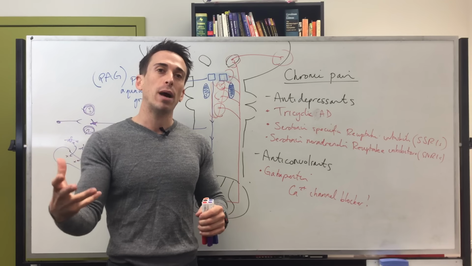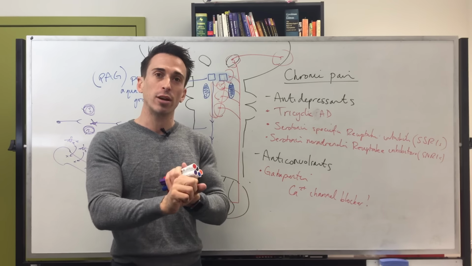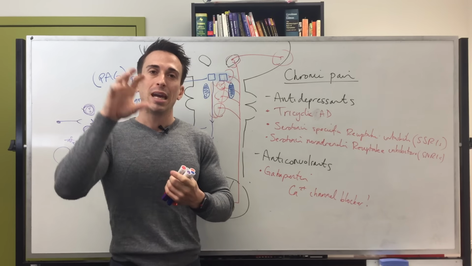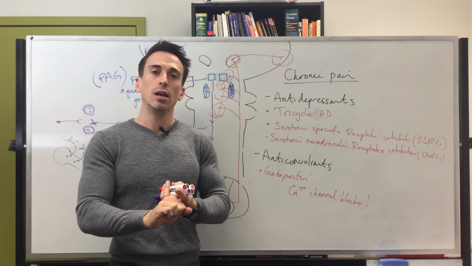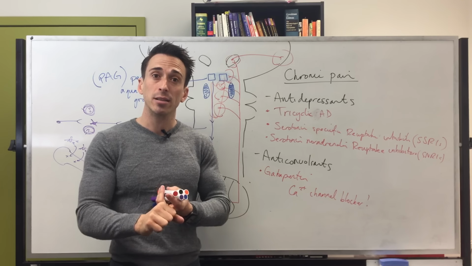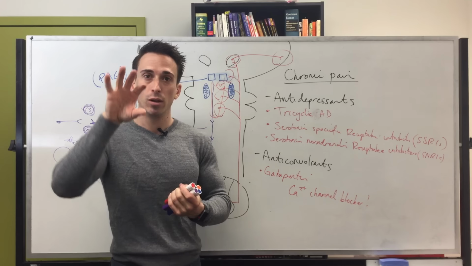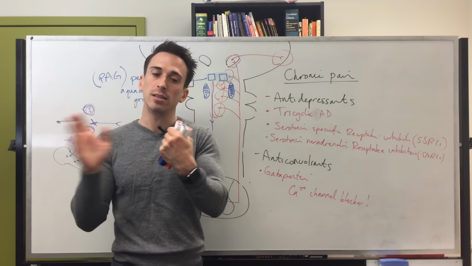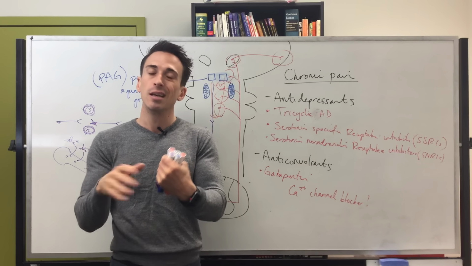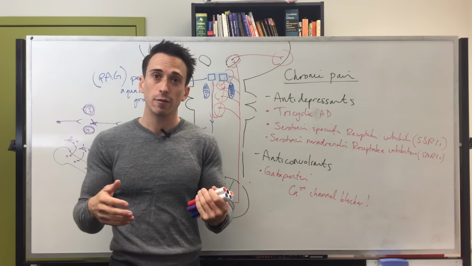And then for chronic pain, you can have the antidepressants, which predominantly work by inhibiting the reuptake of serotonin and noradrenaline, and also the anticonvulsants like gabapentin, which block voltage-gated calcium channels, which stop the pain receptors releasing the pain neurotransmitters, such as substance P and glutamate, for example.